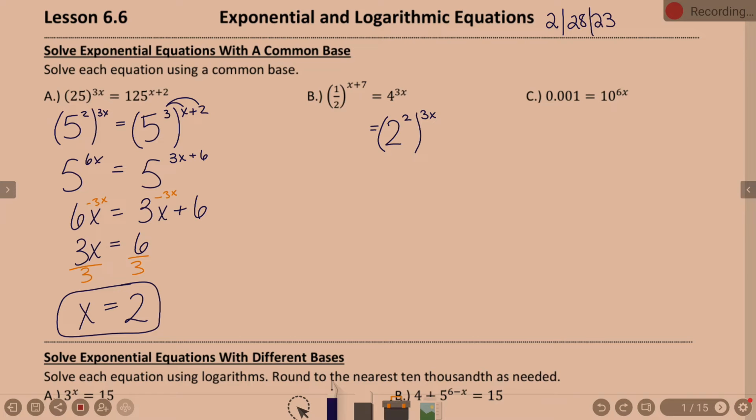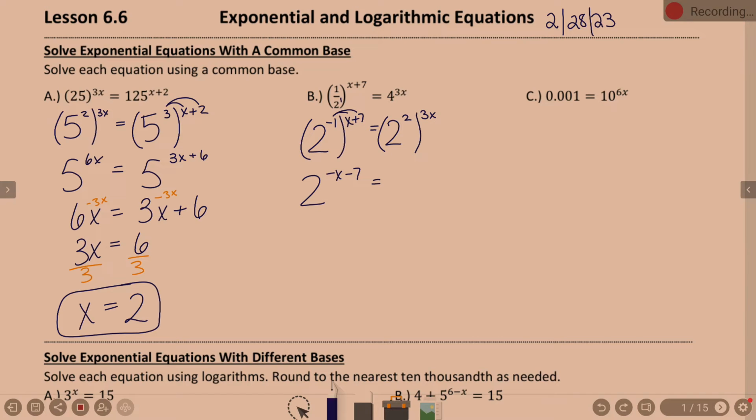Well, what do you know about 1/2? It's currently 1 over 2 to the first, correct? But how do we get out of the denominator? We're going to give it a negative exponent. So 1 over 2 to the first can be rewritten as 2 to the negative first raised to the x plus 7. Now, power raised to a power, again, we're going to multiply. So I'm going to take this negative 1 and distribute it. 2 to the negative x minus 7.